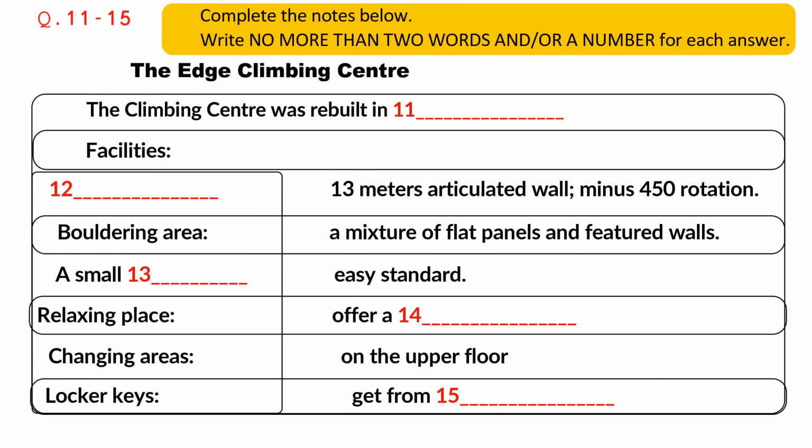Let's begin with our facilities. The first one I'd like to introduce you to is the main hall. With over 150 routes, the main hall packs in a huge variety of climbs on featured and flat panels. Our facilities are continuously developing and feature a 13-meter articulated wall that can rotate to -45 degrees.